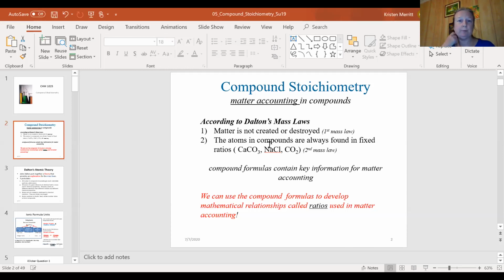It's just rearranged. And the other mass law, and you will see this when we go to empirical formula, the second part of the lecture, this will really come into play, that the atoms in the compounds are always found in fixed ratios, and they are always in whole number ratios. So we're using that in an empirical formula to be able to come up with the formula. So we don't use decimals in chemical formulas.